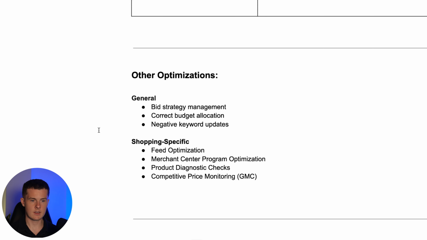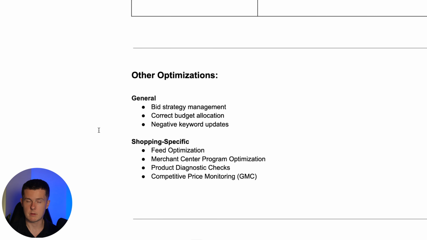The shopping specific optimizations then are feed optimization, as I said, I'll have a video on that. Merchant Center program optimization, another video on that. Product diagnostics check, that's coming too. And competitive price monitoring. So feed optimization is all about making sure your image is enticing, it stops the scroll along the shopping carousel, making sure your product title is as relevant as possible, your reviews are coming in, your pricing is competitive, everything like that.